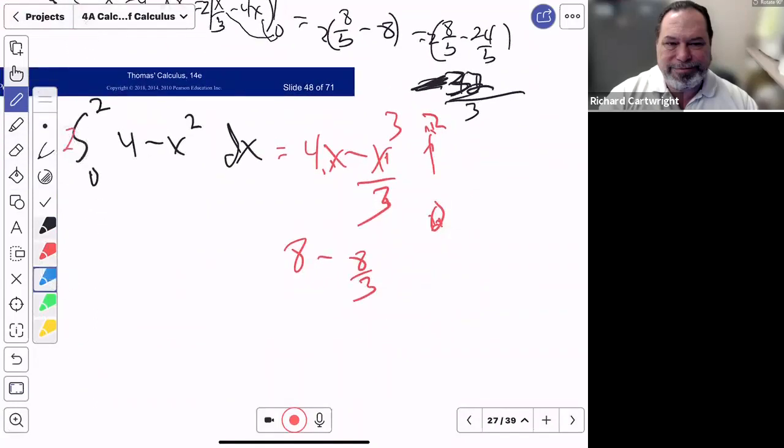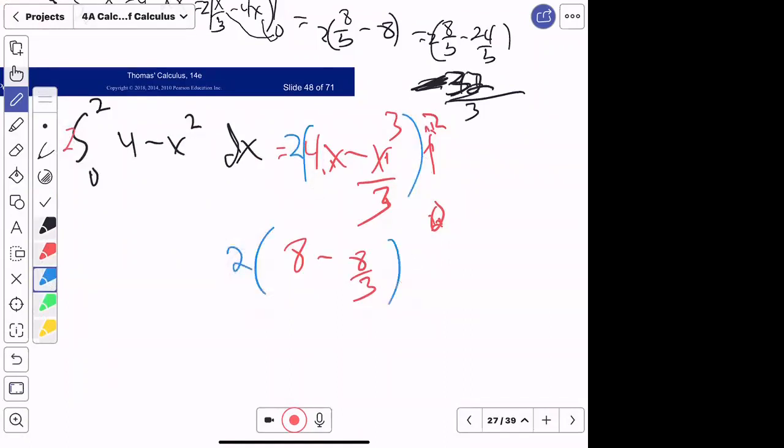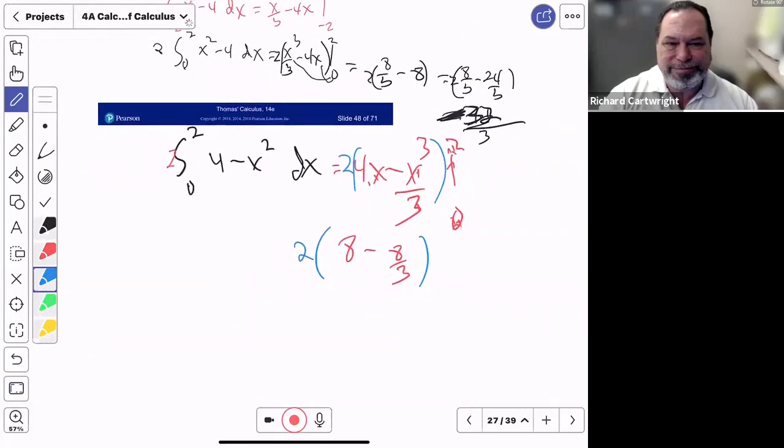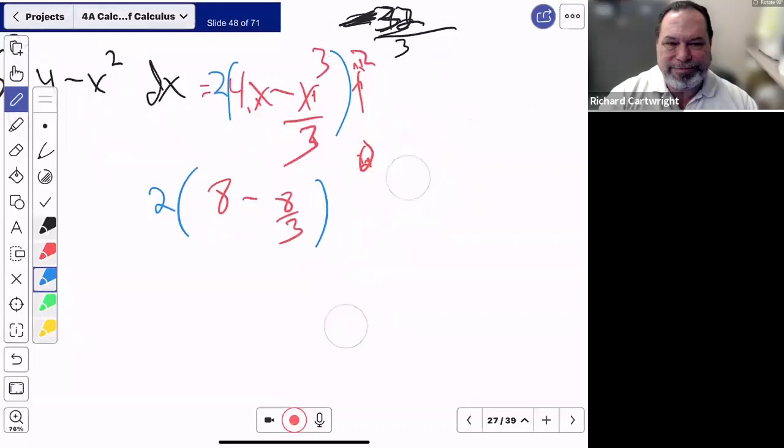Again, Cartwright, you're fired. Sir, you can just put it at the end. Well, I don't like people just magically doubling something. I want to see it in the problem all the way through. Oh, okay, I know what you're saying.